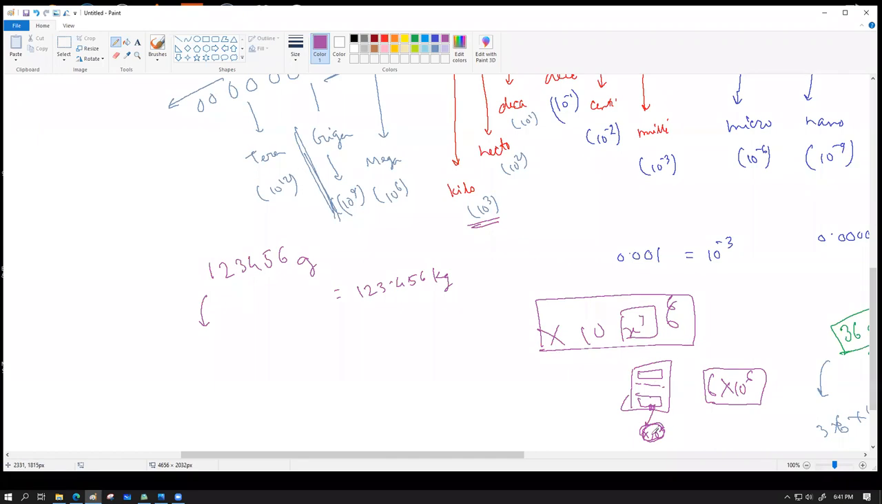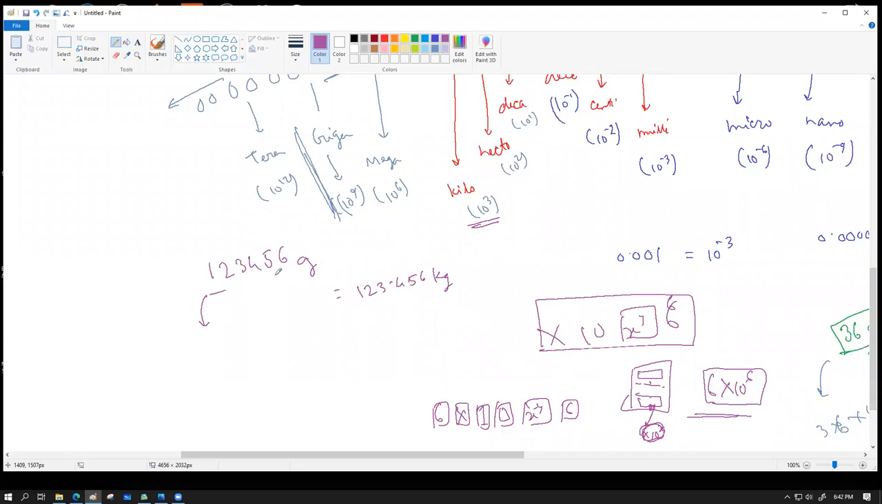One way to write this thing is using this symbol, or you can write 6, then press the cross symbol, then press button 1, then press button 0. So 6 into 10, then you press the x to the power y button, which is somewhere over here in the small buttons. Then you press 6. That's another way to write this. So you have to press 1, 2, 3, 4, 5, 6 buttons, whereas here you only have to press 3 buttons. That's the difference. Saves time. So prefer to use that.